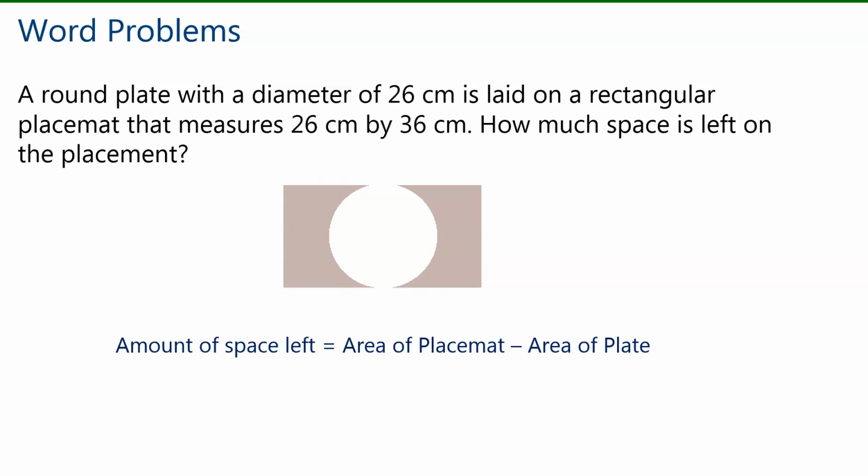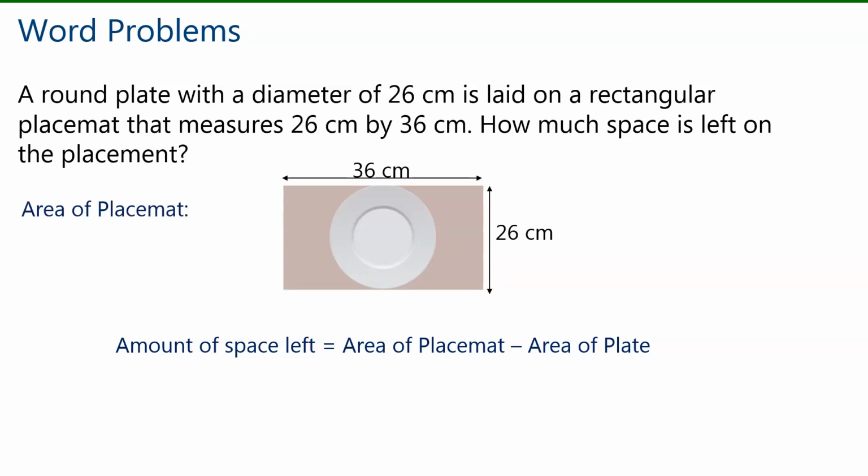So let's start by finding the area of the placemat. Now since it's rectangular, we can just use the formula length times width. The length and width are 36 and 26, so I'll plug those in to get an area of 936 square centimeters.